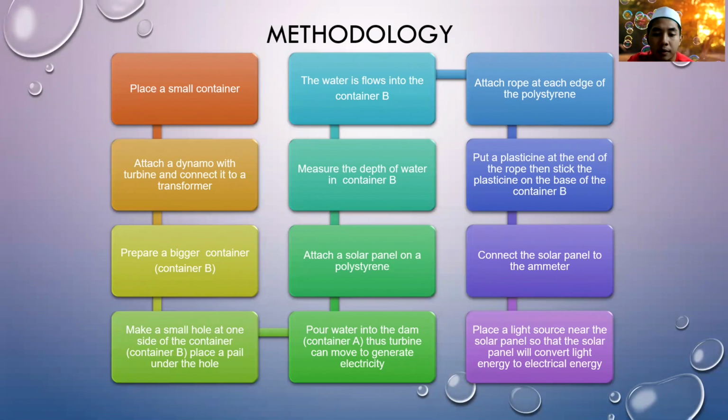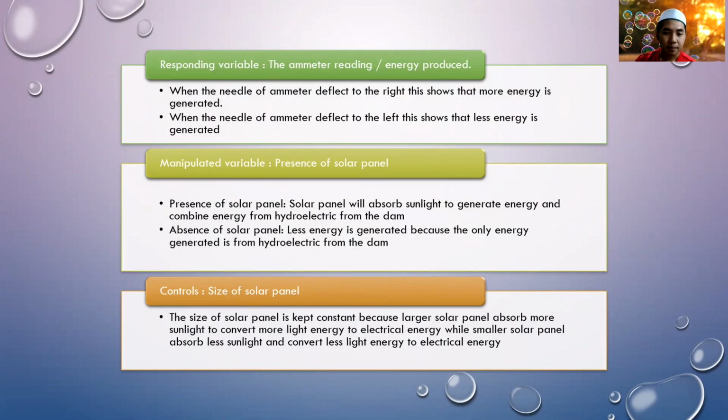For the anchoring system, first of all we measure the depth of the water in container B when the water is low, and then attach a rope at each edge of the polystyrene. Put plasticine at the end of the rope and stick the plasticine on the base of container B to anchor and secure the solar panel in one place. Then connect the solar panel to the ammeter. Lastly, place a light source near the solar panel so that the solar panel will convert light energy to electrical energy. The responding variable is the ammeter reading, or the energy produced.